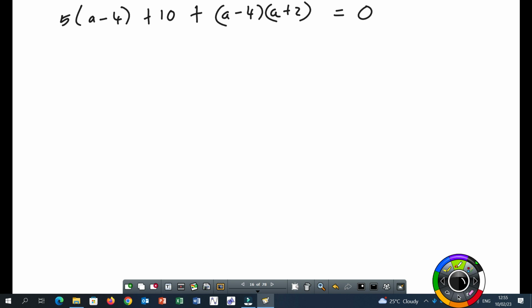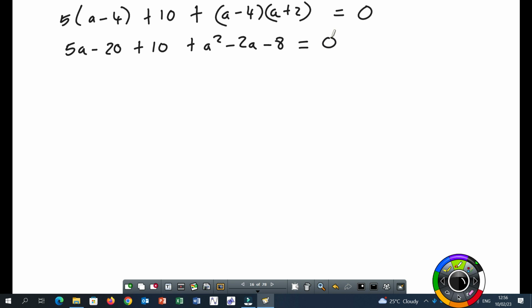Now it becomes easy. So this will be 5a minus 20 plus 10, and that one there will be a squared minus 2a minus 8 equal to 0. Then we form our quadratic equation in standard form.